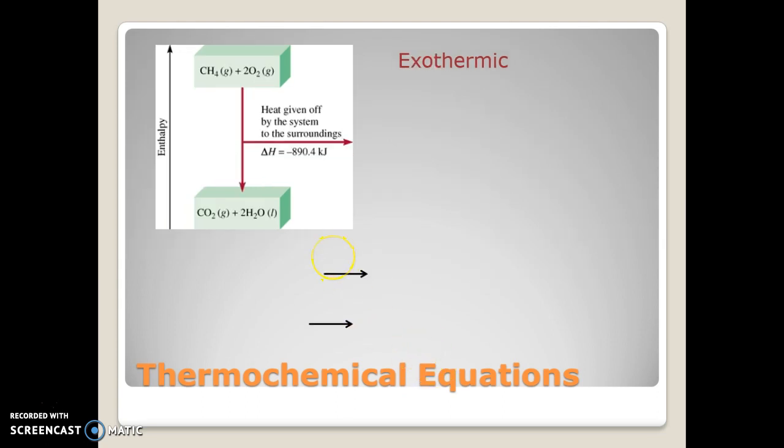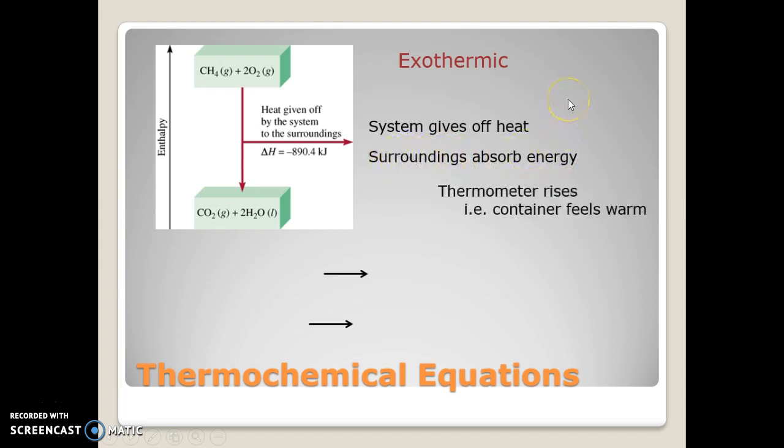In an exothermic process, obviously the opposite is going to happen. In an exothermic process, the system's giving off energy as the products are formed. So what's going to happen? The surroundings are absorbing the energy, and so the thermometer is going to rise. You're going to feel the surroundings get warmer.